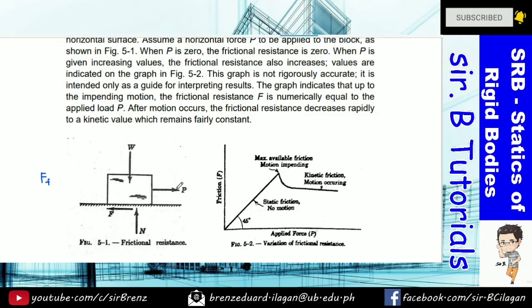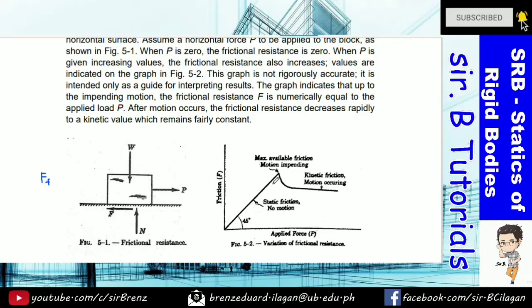So, ito pala is directly proportional doon sa applied force P. Okay? Yung value ng frictional force mo, makikita doon sa graph under figure 5-2. Guys, gaya ng sabi ko, the friction is directly proportional to the applied force P. From where it is producing 45 degrees, dahil nga directly proportional siya, any changes doon sa applied force P mo ay magkakaroon ka rin ng corresponding changes doon sa iyong friction.